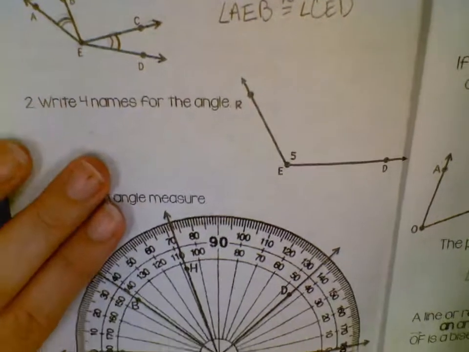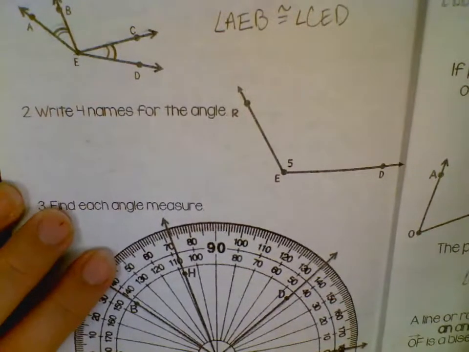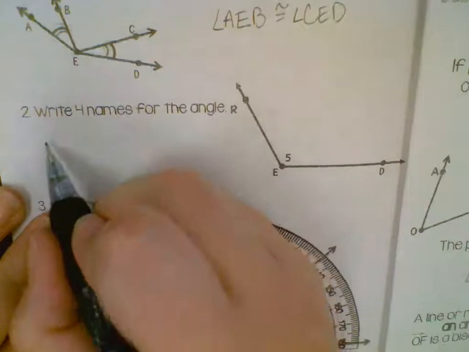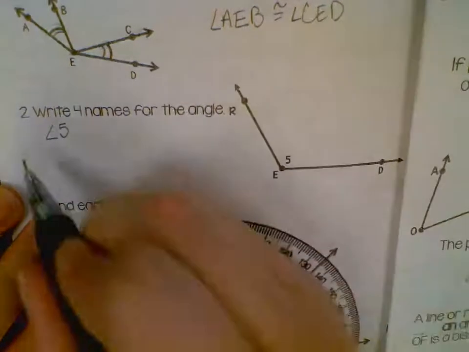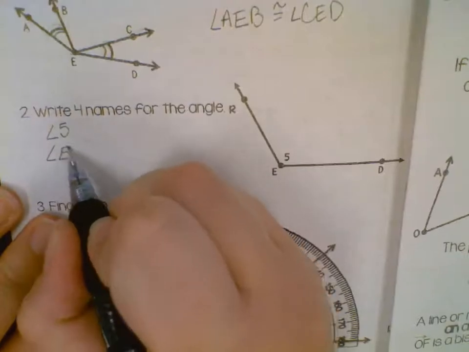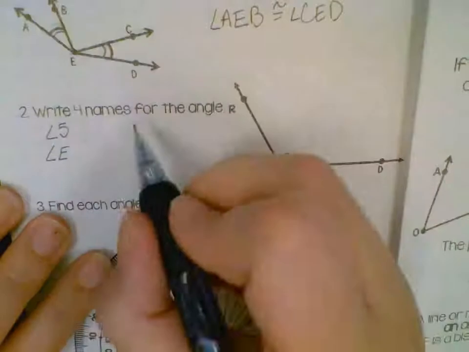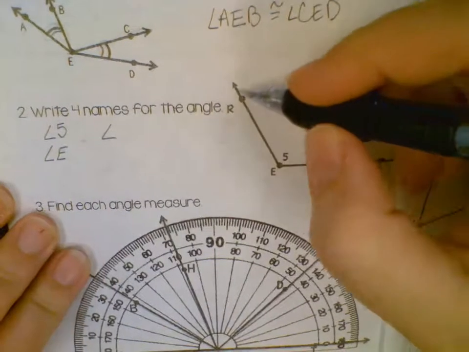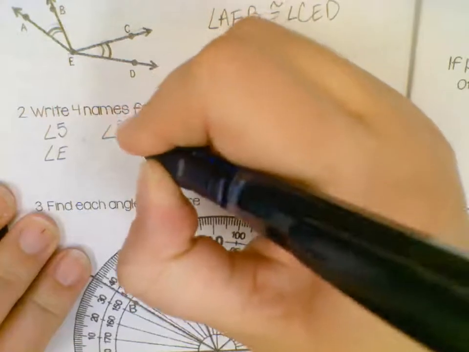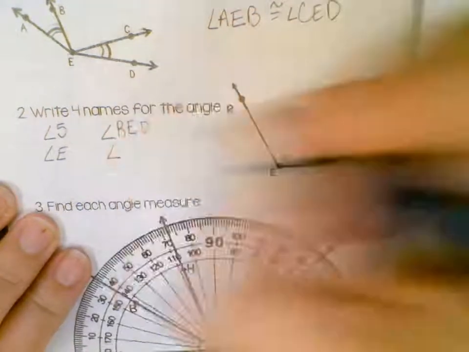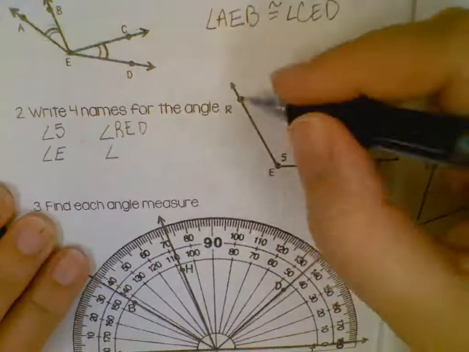Very good. So 4 ways to name this angle. So real quick, try it yourself. Okay, so we can name it with the number, so this could be angle 5. We can name it with just the vertex, so that's just angle E. Or go in this order, so R, E, D. Or we can switch it around and go the other order. So we start over here, D, E, R.